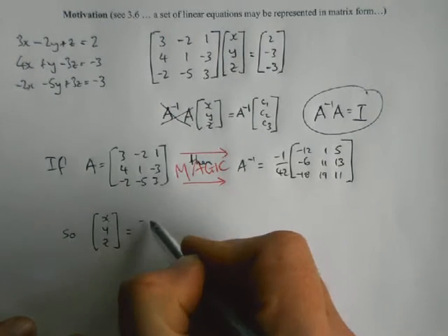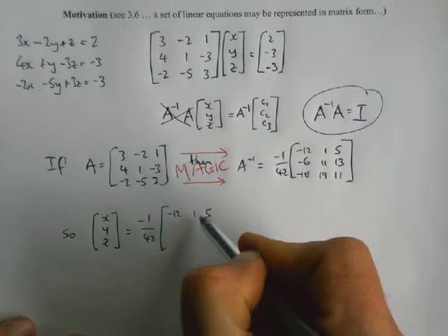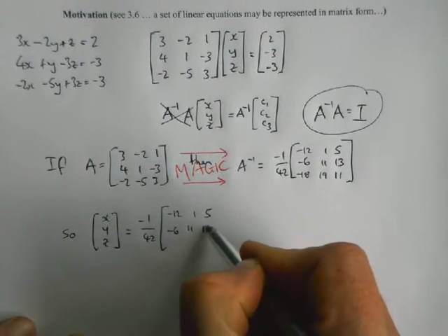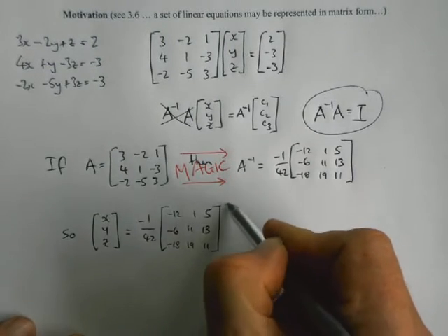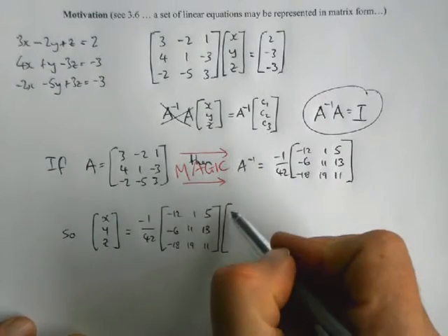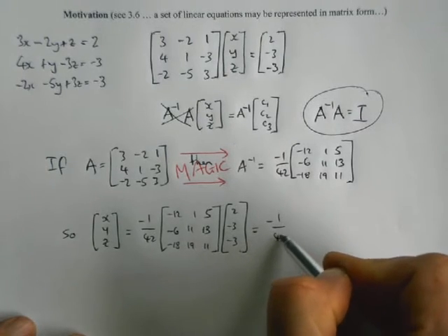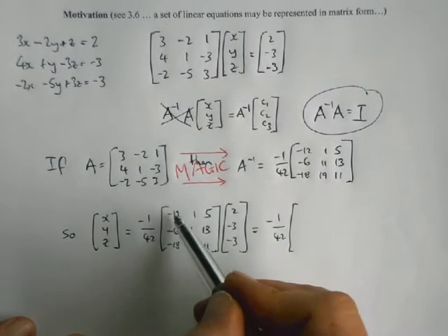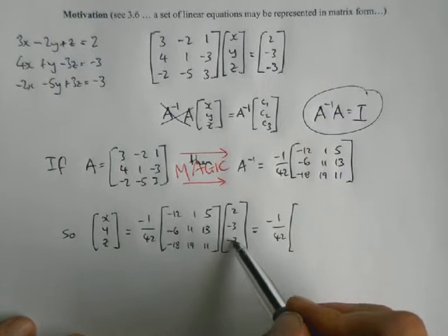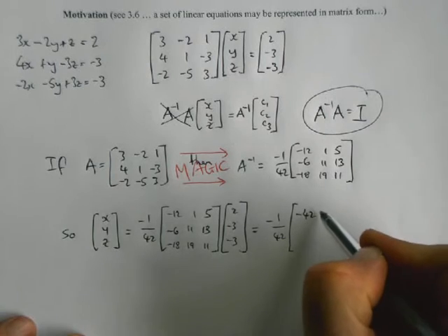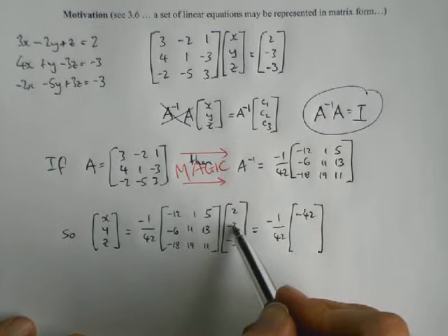But what I'm saying to you is that this inverse should be really, really useful, because now I should be able to use this to solve the system of equations. So looking at this equation here, I'm trying to tell you that x, y, z should equal A inverse, negative 1 over 42, negative 12, 1, 5, negative 6, 11, 13, negative 18, 19, 11, lots of the constant matrix, which is 2, negative 3, negative 3. Okay, now to the multiplication.